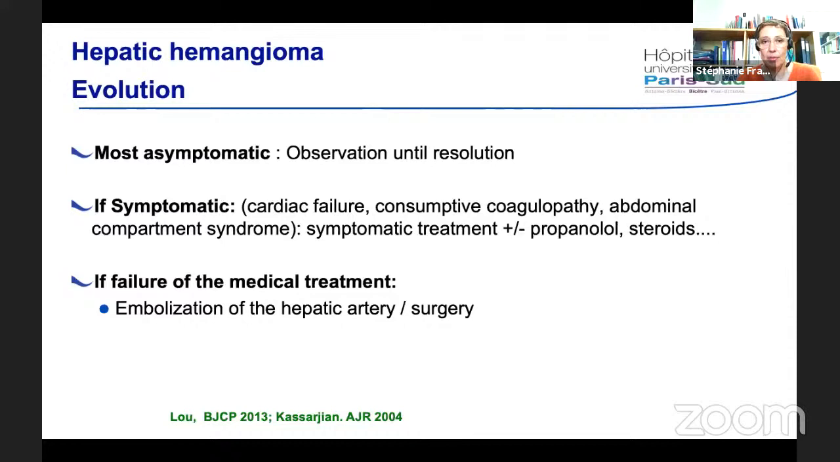If they have symptoms, then it's usually a symptomatic treatment and you may use propranolol or steroids, but we don't know exactly for now if it is efficient or not. And if there is a failure of the medical treatment, then we can do embolization of the hepatic artery or surgical ligation.